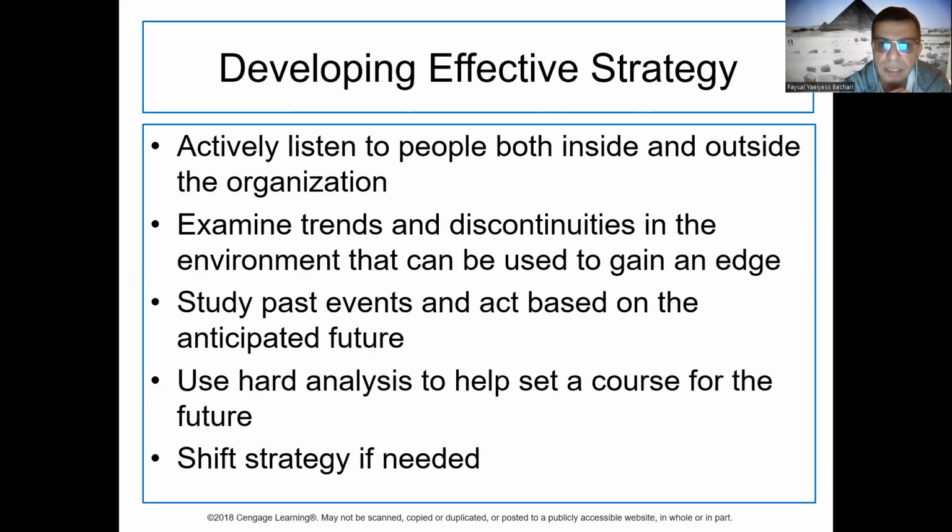When we are developing an effective strategy, this is what we need to do. Actively listen to people, both inside and outside the organization. We need to examine the trends and discontinuities in the environment that can be used to gain an edge. We also want to study past events and act based on the anticipated future. We use hard analysis to help set a course for the future and shift the strategy if needed, and it's done through strategic management.